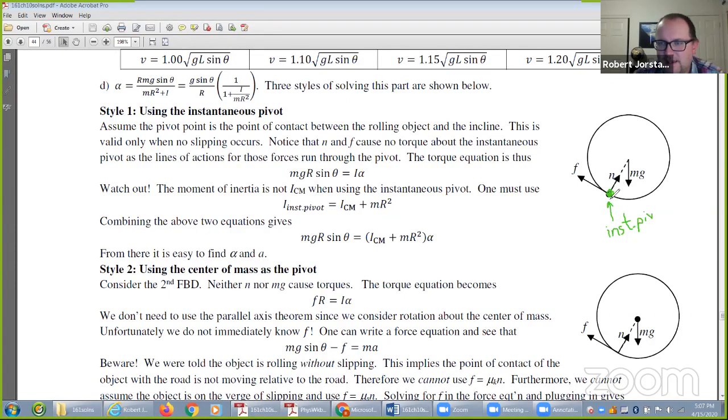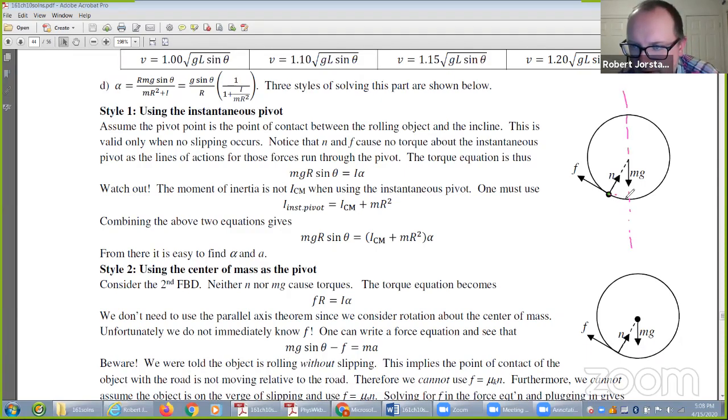Now, in this case, look at this cool thing. The green forces here, friction and normal force, will not cause a torque about the instantaneous pivot. The line of action for friction runs right through the pivot. The normal force, the line of action, runs right through the pivot. The only thing that doesn't is mg. So let me clear out these drawings. If this is my pivot here, this green dot, mg has a line of action like this. So there's the line of action for mg.